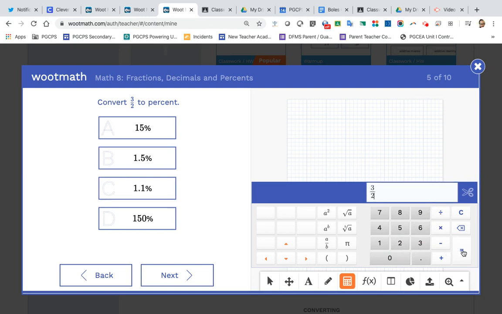Now I have to change it from a decimal to a percent. Remember, I divide by 100 whenever I'm going from percent to number. So I'm going to do the opposite, which is multiply. So I got 1.5 times 100. All right, 150%.